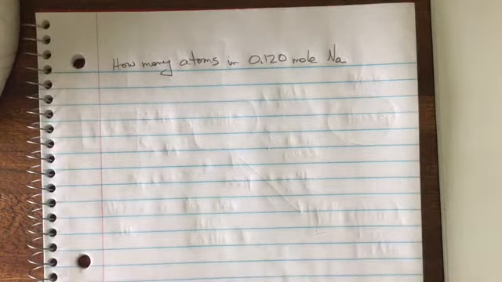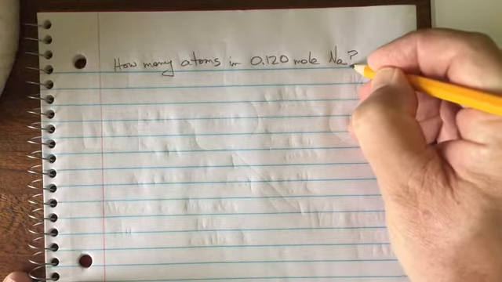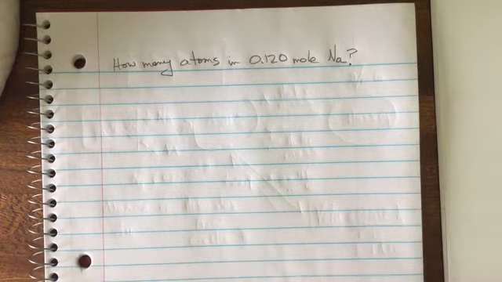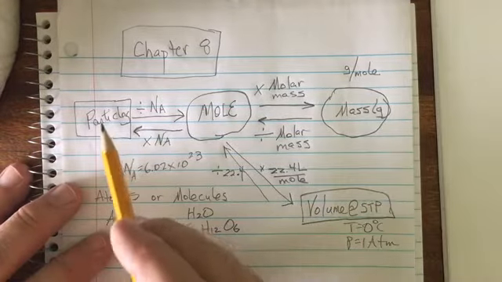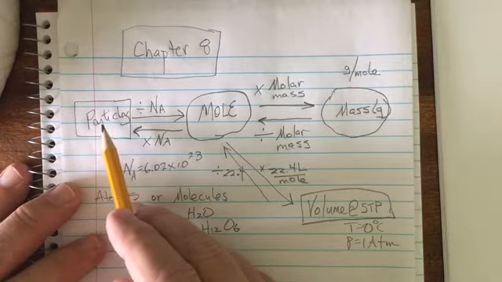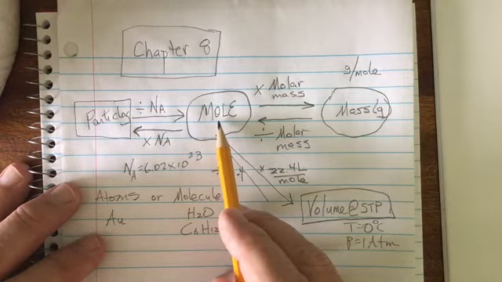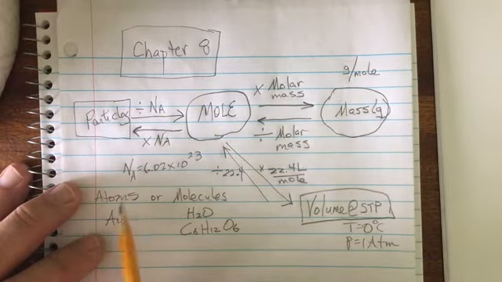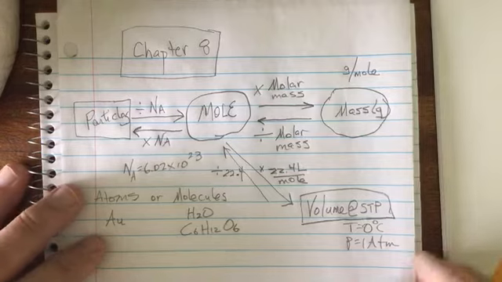Here's the first problem I'd like to solve. How many atoms are there in 0.12 moles of sodium? Well, we're going to look at our flow concept. We want to find out how many atoms, which is one type of particle, there are given a certain amount of moles of sodium. So I want to go this direction from moles to particles. In this case, it's going to be atoms.